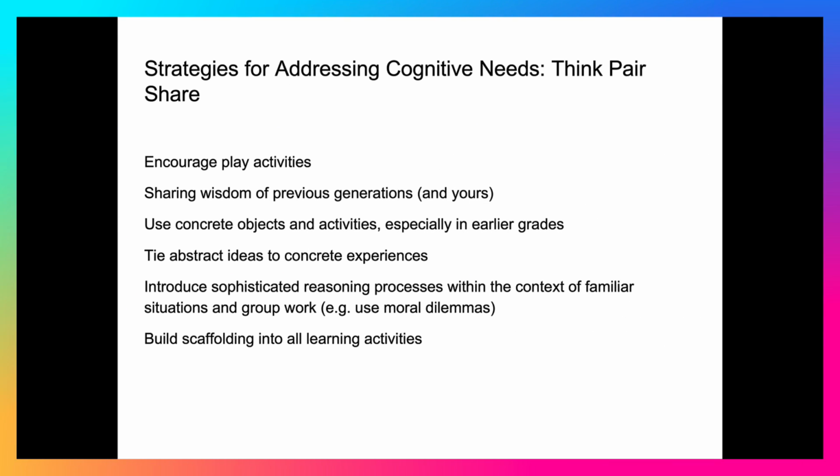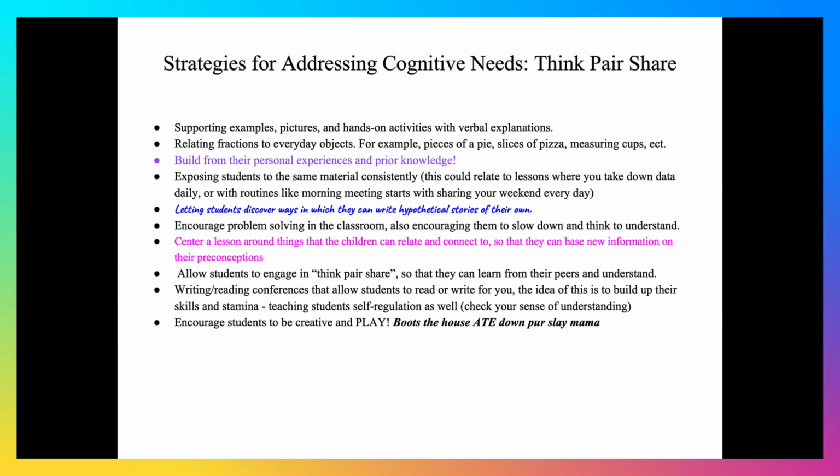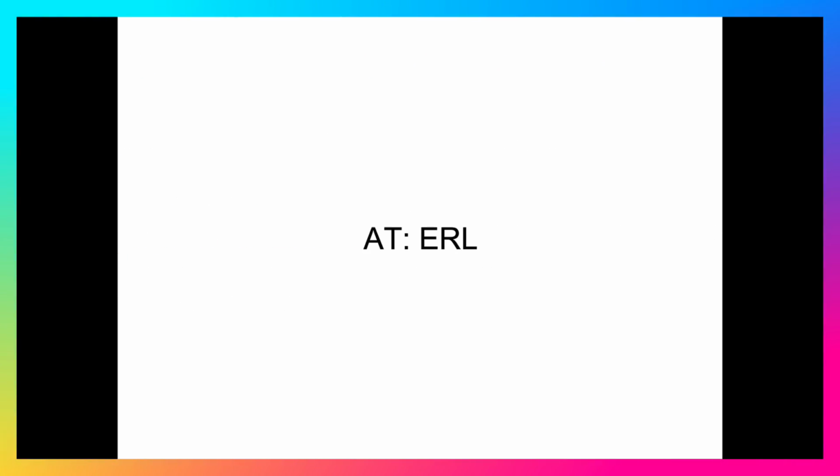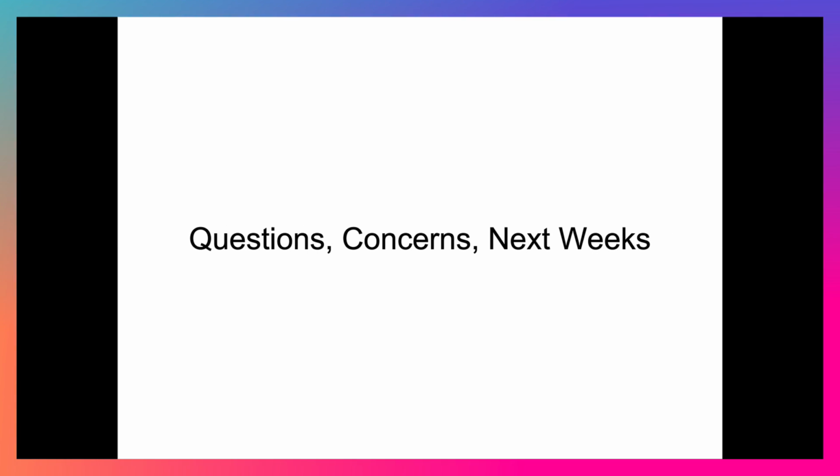Finally, we would normally do this in a think, pair, share kind of way, but these are some ideas for addressing cognitive needs. We talked about this on Monday a bit, so I don't think we need to do much more on that. Here are some examples of what students have come up with in the past. If you want to, you can pause this and just take a quick look at it.